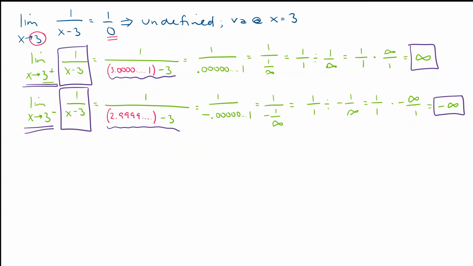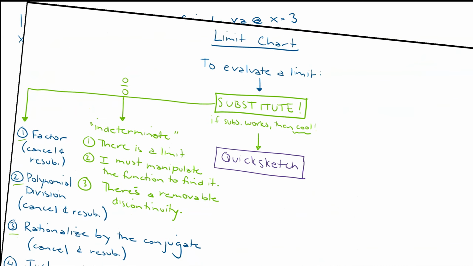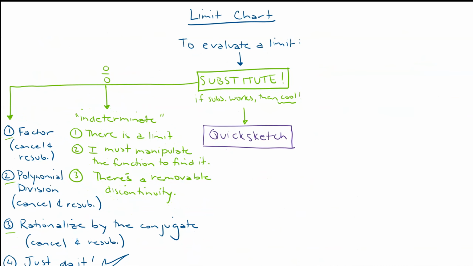So let's take out our limit chart and make sure we're keeping track of all this. We know what to do with an indeterminate limit. But now we're going to fly way over here to the right-hand side and then cut back about halfway. This side of the limit chart deals with limits that have a number over 0. Those limits are called undefined.